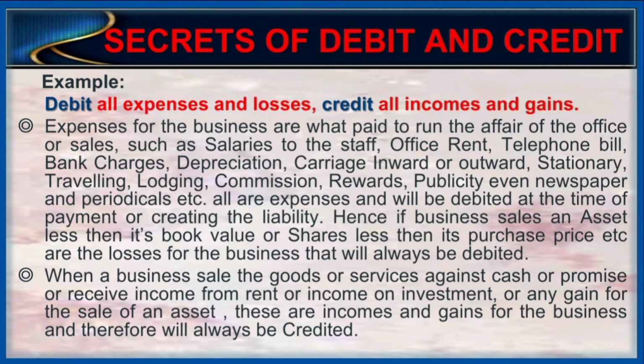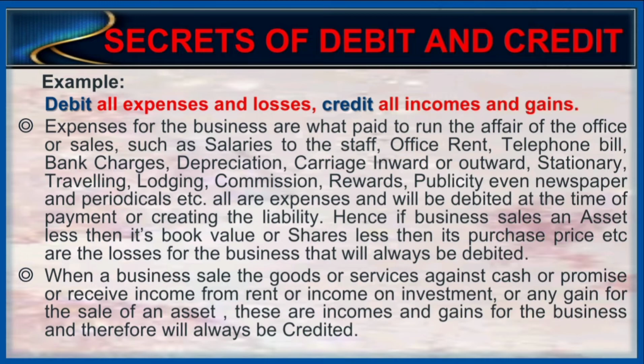Secrets of debit and credit. Example 2, debit all expenses and losses, credit all incomes and gains. Expenses for the business are what is paid to run the affairs of the office or sales, such as salaries to the staff, office rent, telephone bill, bank charges, depreciation, carriage inward or outward, stationery, travelling, lodging, commission, rewards, publicity, even newspapers and periodicals, etc. All are expenses and will be debited at the time of payment or creating the liability.